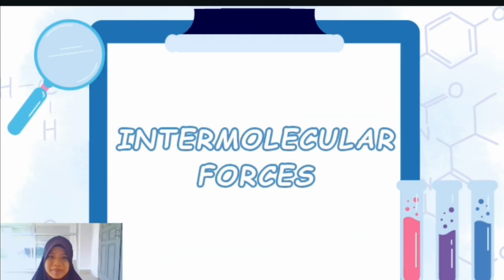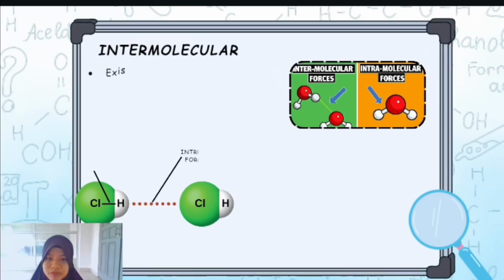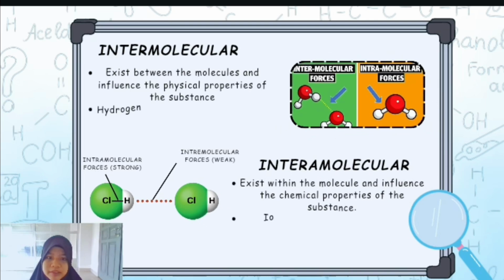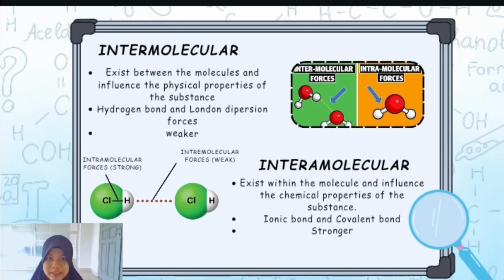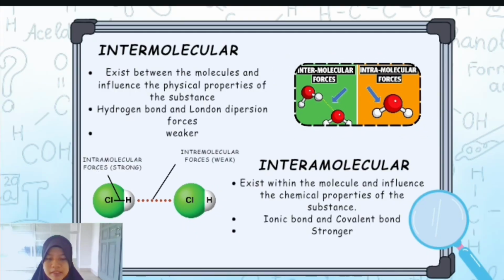So, here comes the best part: intermolecular forces. There are two types of forces, which are intermolecular and intramolecular. So what is the difference? Intermolecular exists between the molecules and influences the physical properties of the substance. It has hydrogen bond and van der Waals forces. It is also weaker. And intramolecular exists within the molecule and influences the chemical properties of the substance. It has ionic bond and covalent bond, and it is stronger.